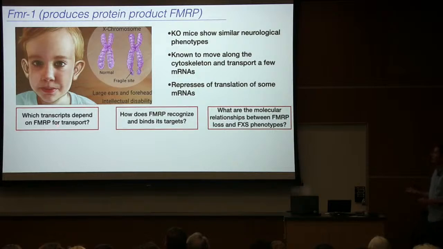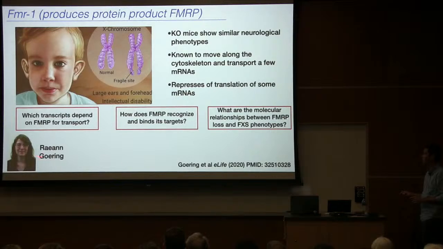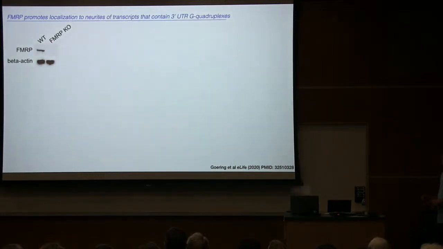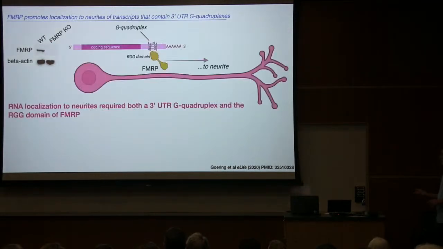So these are the questions that we set out to ask. Which transcripts depend on FMRP for transport? How does FMRP recognize those transportation targets? And are there any molecular relationships between the loss of FMRP and Fragile X phenotypes that we see in patients? And so this was the work of our first graduate student in our lab, Rayanne. This is all published, so I'm only going to spend one slide summarizing the main results. She made an FMRP knockout line using CRISPR, and then fractionated and sequenced it, and what we found was this.